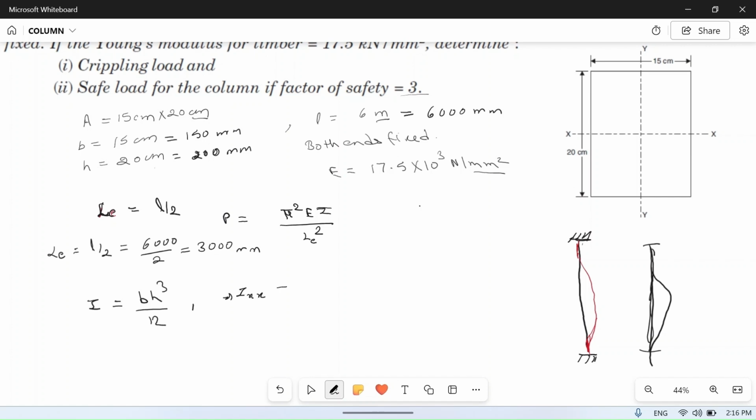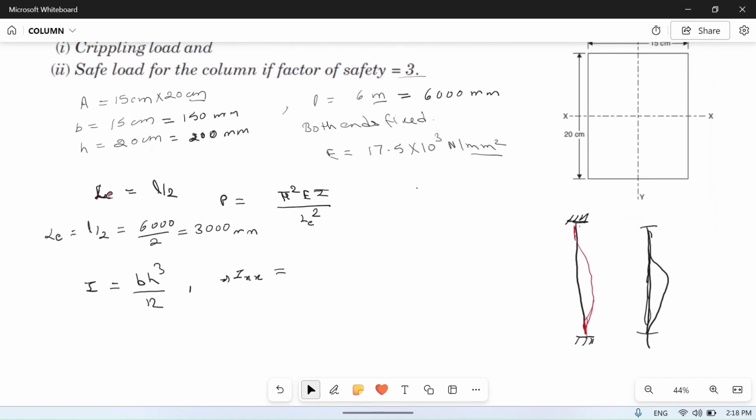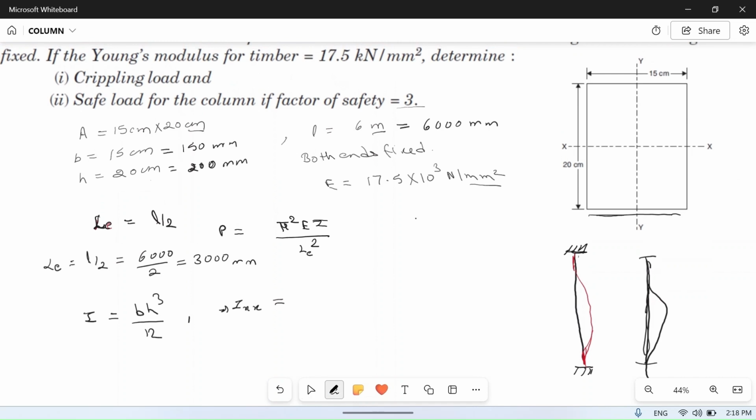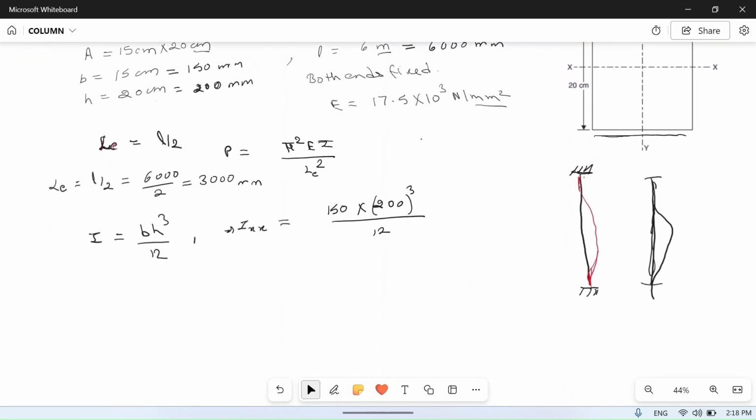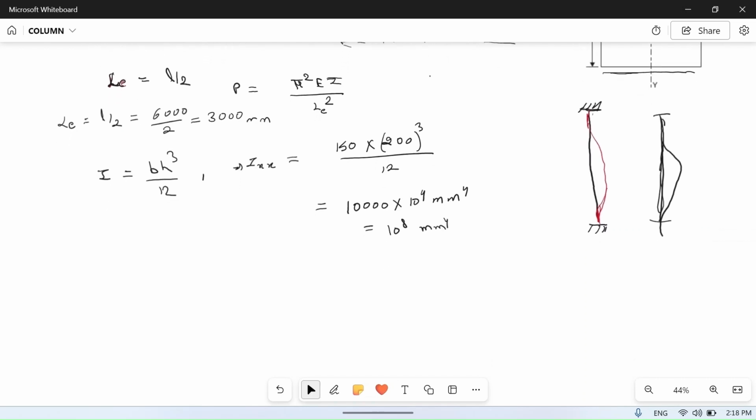Ixx will be equal to bh cube by 12. Around this axis, the width b is 15 centimeter, which is 150 mm, into h, the height of this cross section, which is 20 centimeter or 200 mm, so 200 cube divided by 12. If you calculate this, you will get 10,000 into 10 to the power 4 mm to the power 4, or 10 to the power 8 mm to the power 4. This is the value of the moment of inertia around the x axis.